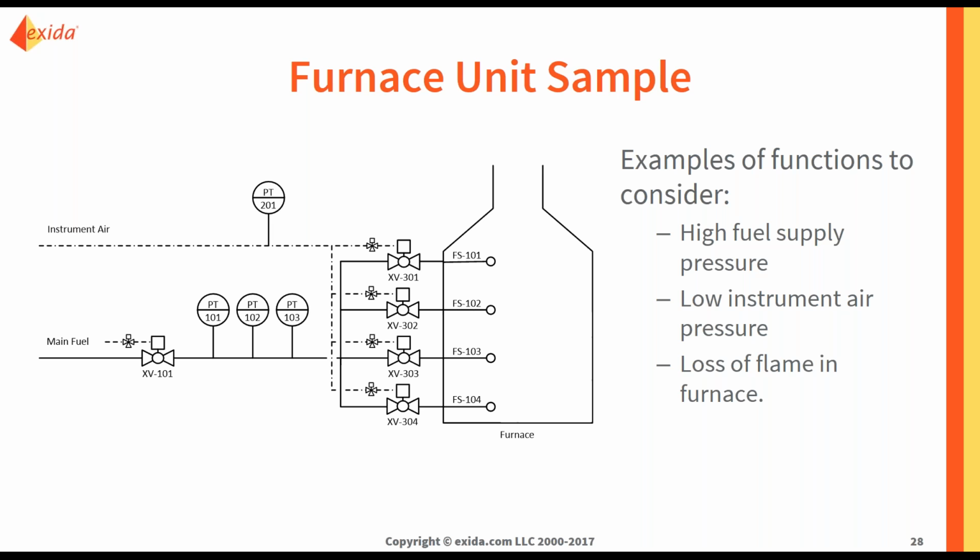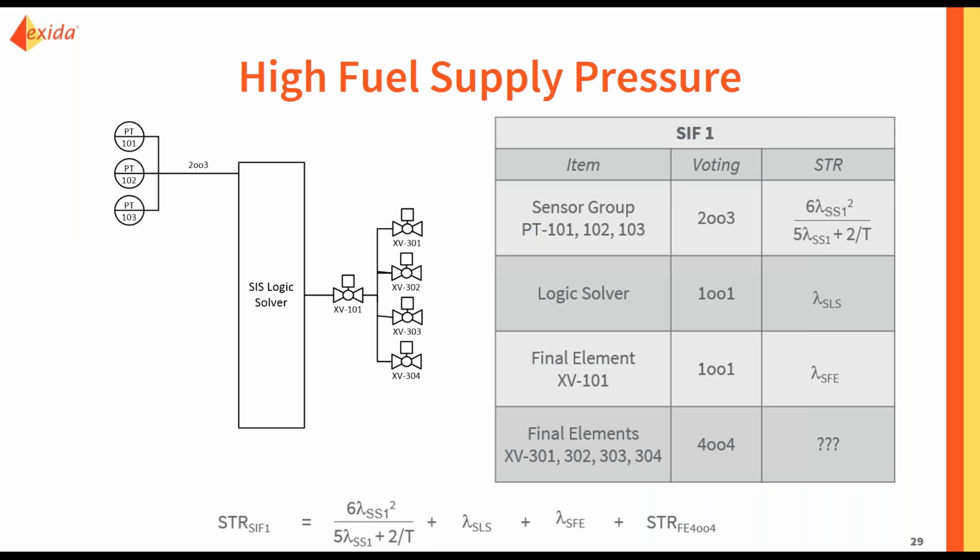And finally, what if there is loss of flame in your furnace? If your fuel is not being burned off, you might gather too much fuel in that furnace. And once the flame comes back, you might have a furnace explosion. So we're going to take a look at all 3 of these scenarios and the SIFs that protect against them. And we're going to try and calculate our spurious trip rate and our mean time to fail spuriously.